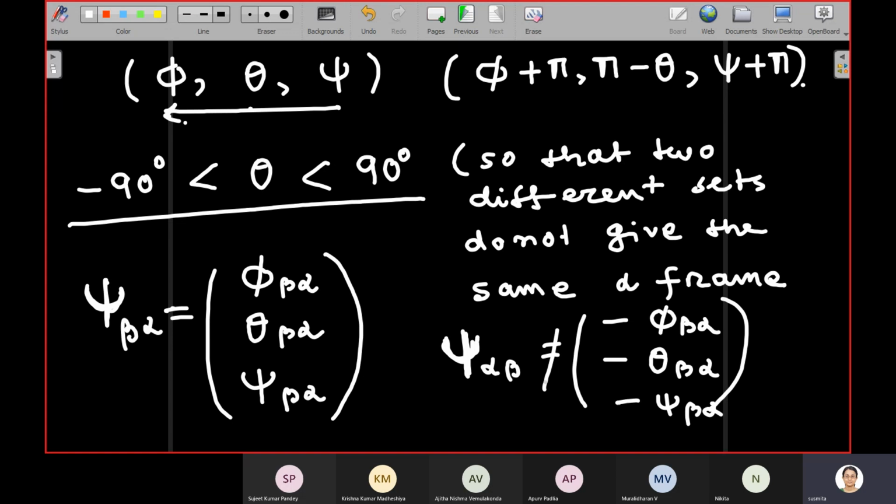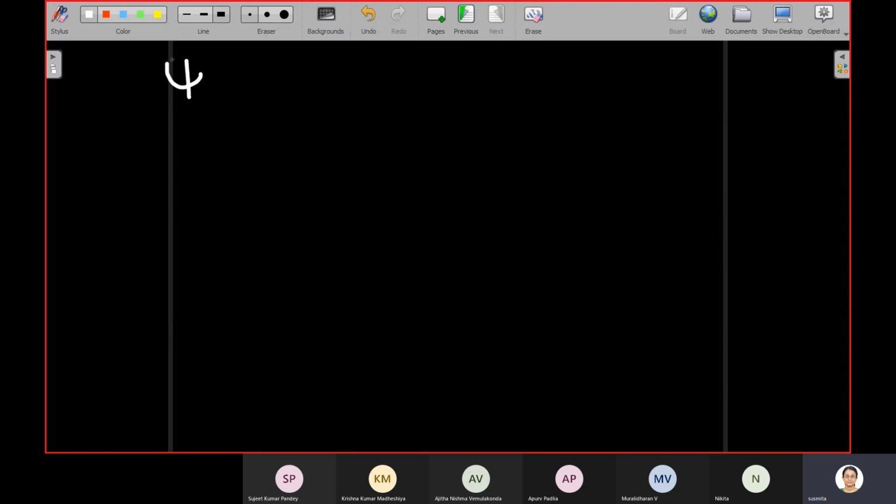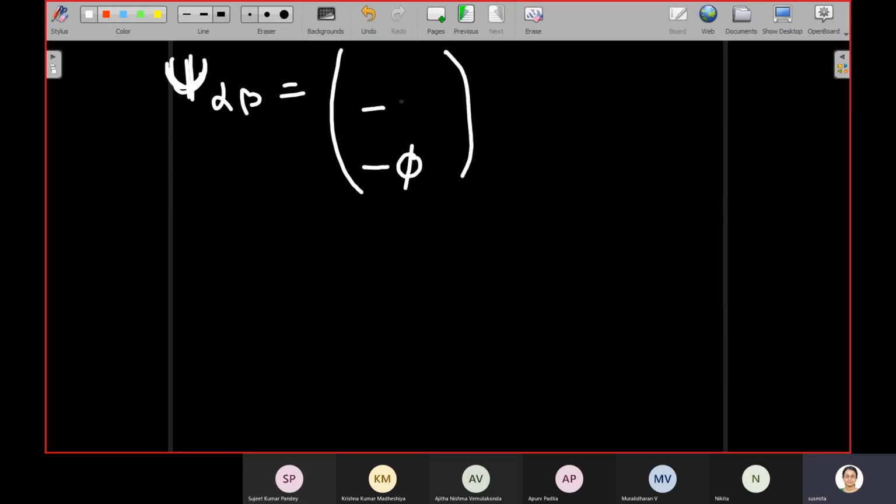Either you need to reverse the sequence: first you apply psi, then theta, then phi to go from beta frame to alpha frame. So to go back to beta frame, you need to apply first phi, then theta, then psi in the reverse direction. That means psi alpha beta should be minus phi, then minus theta, and then minus psi.